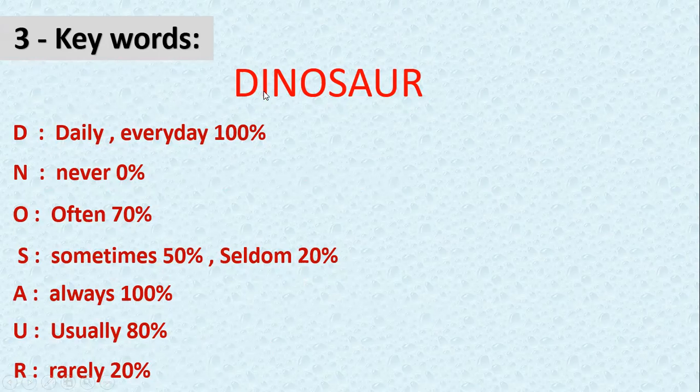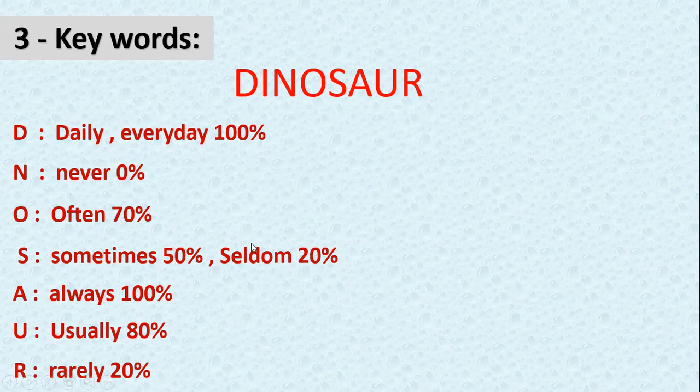We don't have anything, by the way, with the letter I. Then we have N. N, never. Something that we never do, 0%. Like I never sleep late. And then we have often. Often is something that we do like 70%. I can miss, for example, 2 or 3 days a week. So something that I often do. And then we have sometimes. Sometimes like 50%. Sometimes I do, and sometimes I don't.